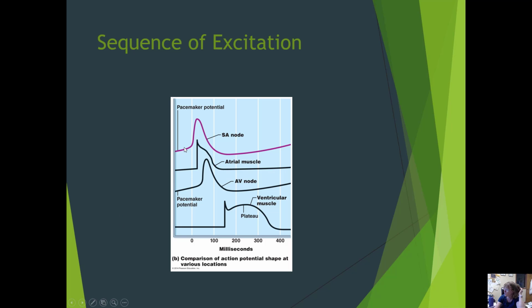So we have that pacemaker potential in the SA node, and then this is going to be the regular cardiac muscle contraction action potential that we saw before, like we see here in the ventricles. And then the AV node also has its own pacemaker potential, and notice that it's not as steep, so it would take longer to get to threshold, and that's why it will only fire 40 to 60 times a minute instead of 60 to 100 like the SA node.